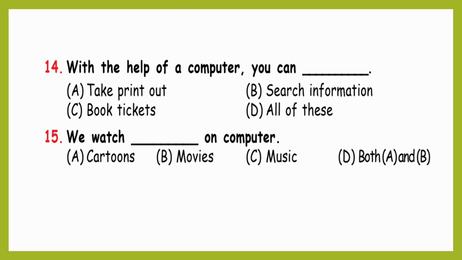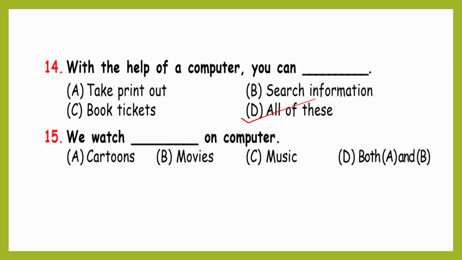With the help of a computer, you can dash. Take printout, search information, book tickets, all of these. So, correct answer is option D, all of these. With the help of a computer, you can take printout, you can search information, you can book tickets.